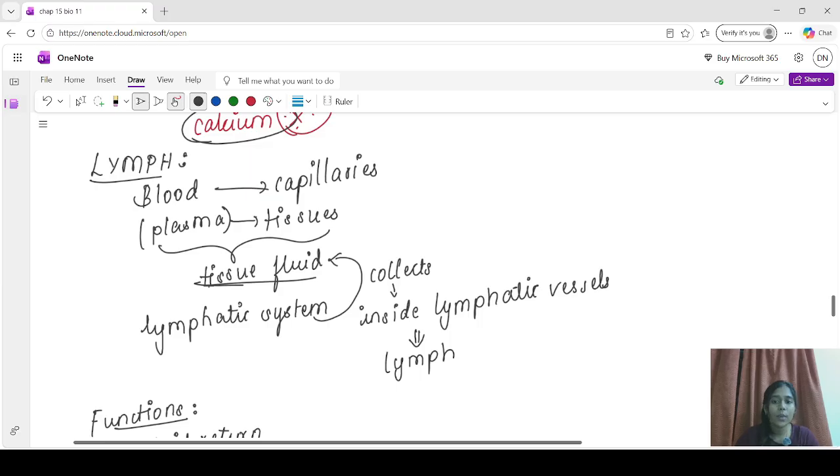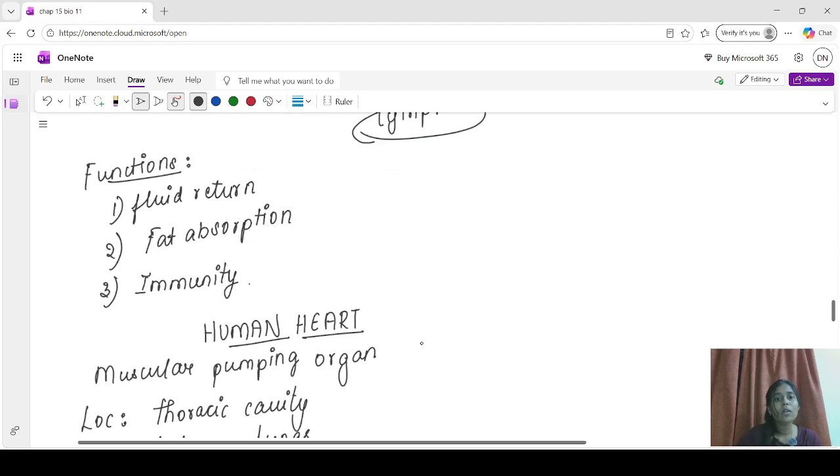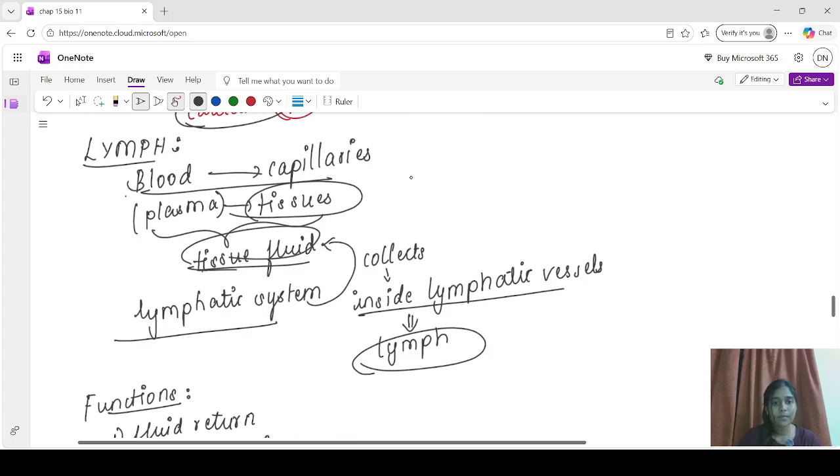Okay, now let us see what lymph is. When the blood flows through the capillaries, some plasma leaks into the tissues. Okay, and this becomes the tissue fluid. And the lymphatic system collects this fluid, and inside the lymphatic vessel it is called lymph. So, it is nothing but the tissue fluid present inside the lymphatic vessel that is called lymph.